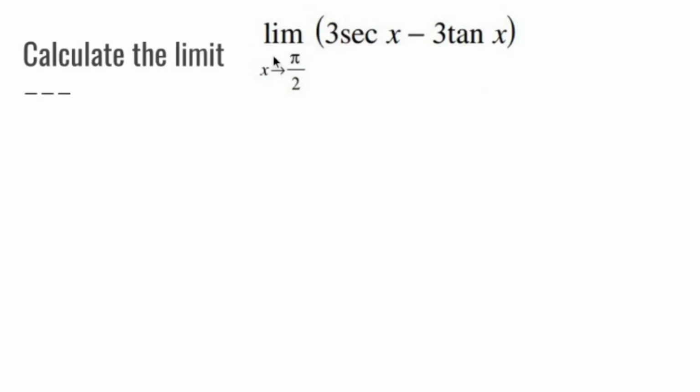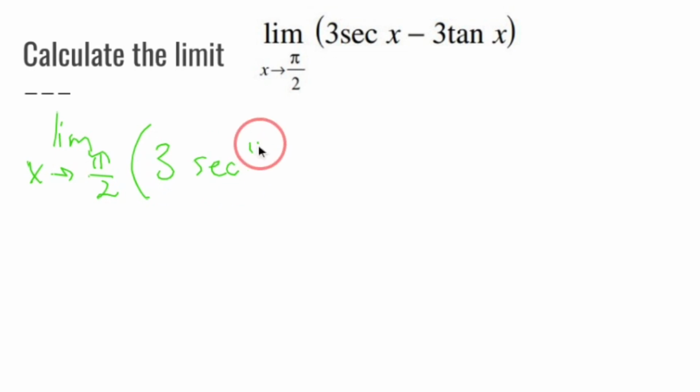Let's calculate the limit of x going to pi over 2 of 3 secant x minus 3 tan x. So let's just plug this stuff in. X goes to pi over 2, 3 secant, wait a minute. Secant pi over 2 is undefined. I can't do this. This is going to be an undefined answer. So what do I do if it's an undefined answer? Do L'Hopital's rule.